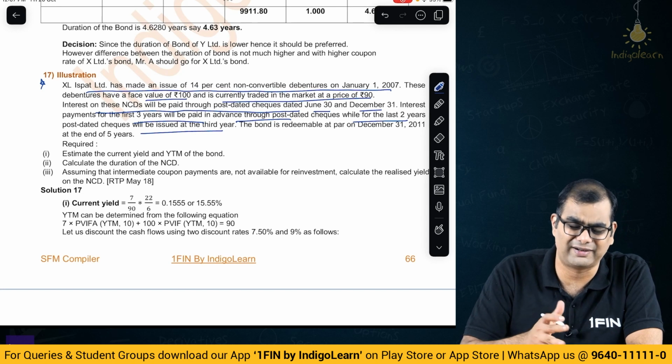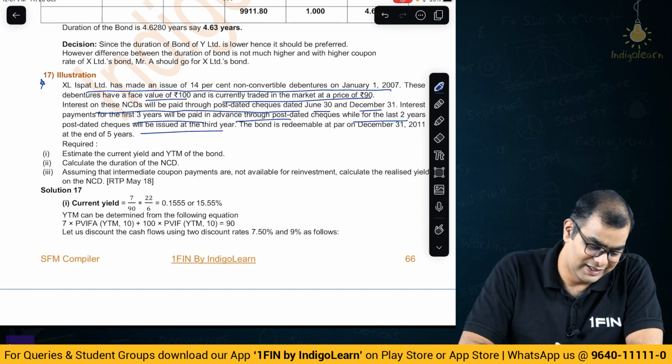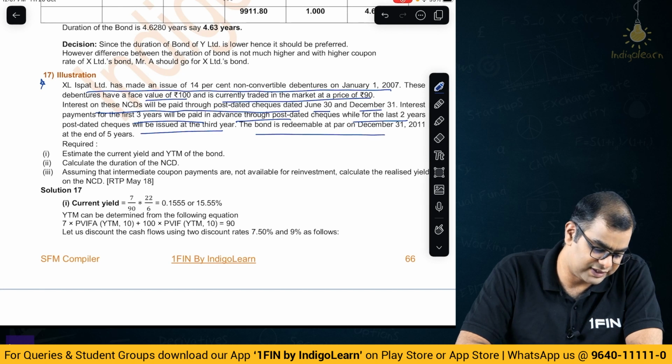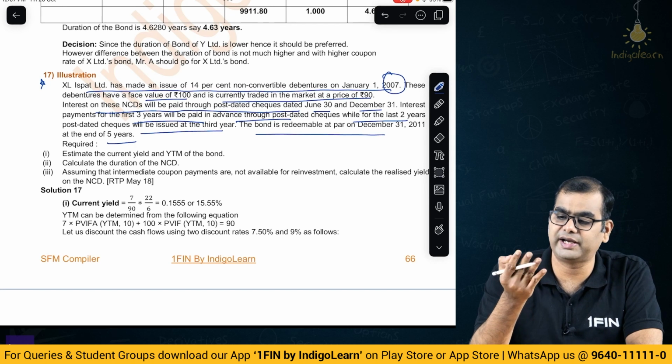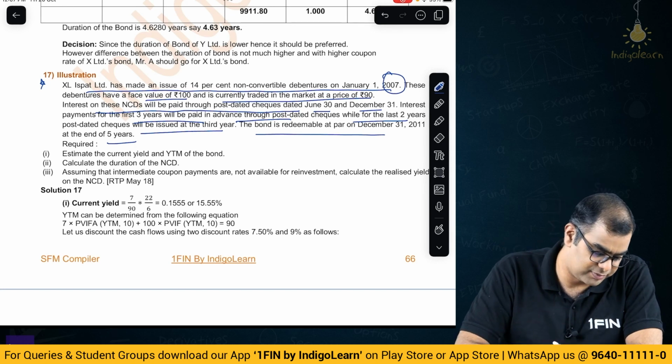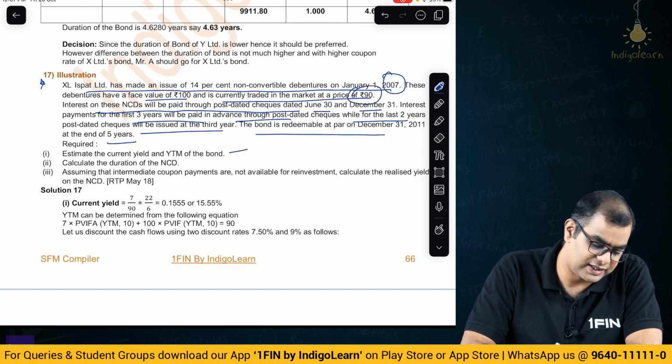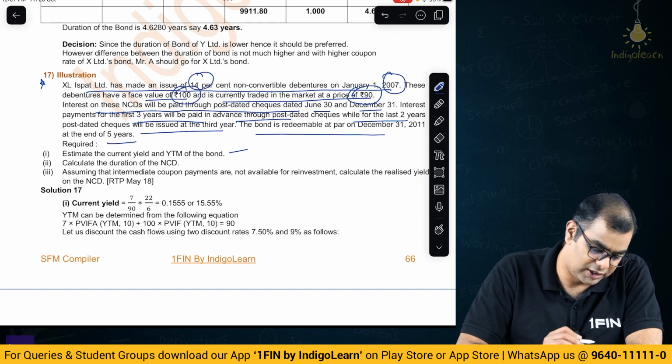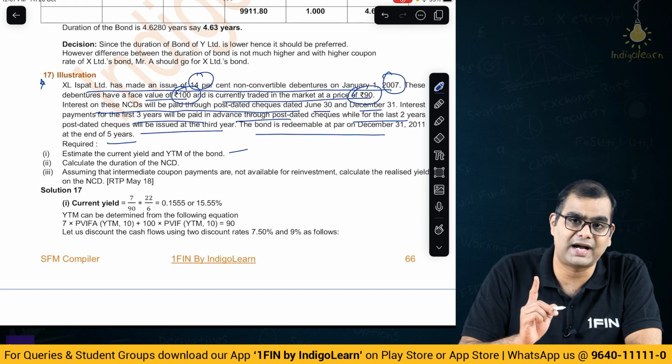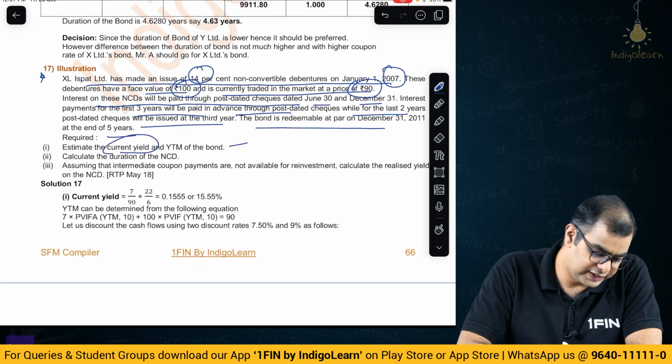So, basically, it doesn't matter when the checks are issued, you are paying. The bond is redeemable at par on 31st of December 2011 at the end of 5 years. So, in 2007 it is issued. So, 7, 8, 9, 10, 11, 5 years. Correct. Everything is proper. You are required to estimate the current yield and YTM of the bond. See, market price is given at 90, face value is 100, 14% is a coupon and the payment is half yearly. So, current yield and YTM.